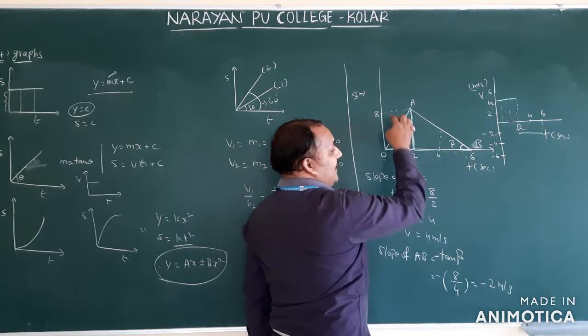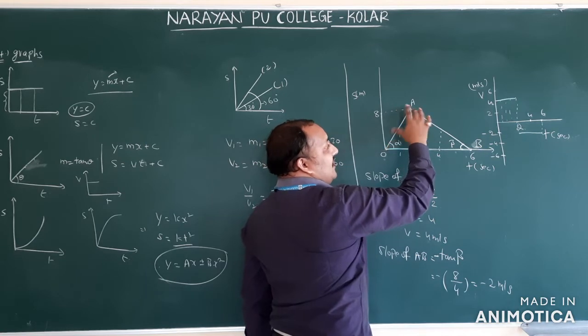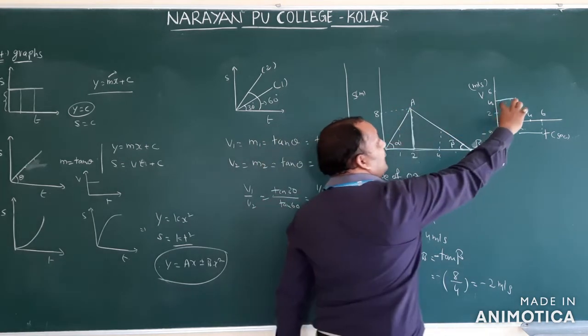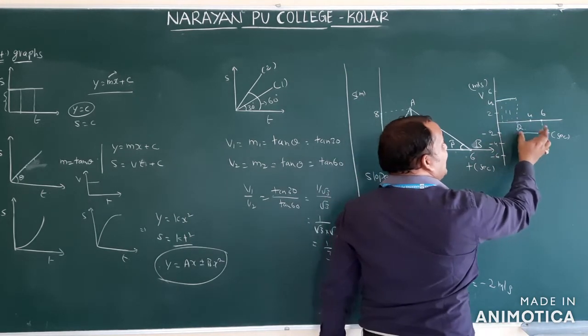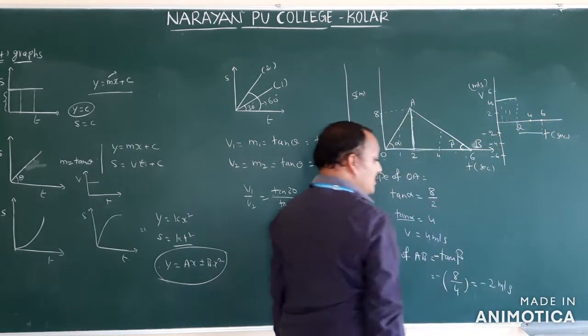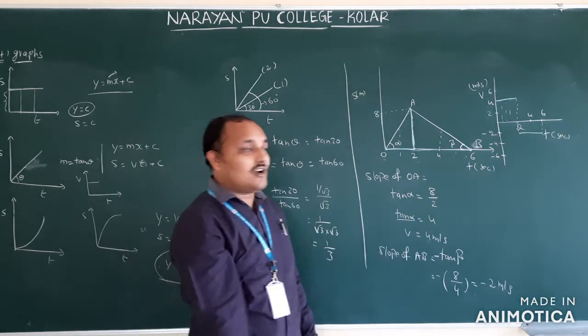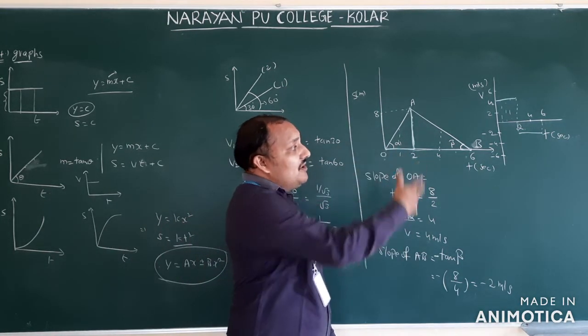Here the velocity changes. Up to here it is a positive value. From here it is a negative value. Therefore, this is 4 meter per second from 0 to 2. Here minus 2 meter per second between 2 to 6 seconds. That is how to change the graph from displacement time to velocity time.